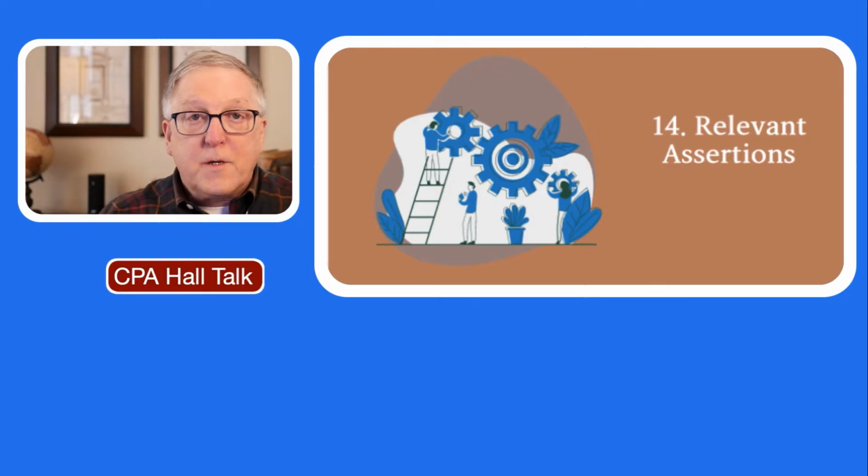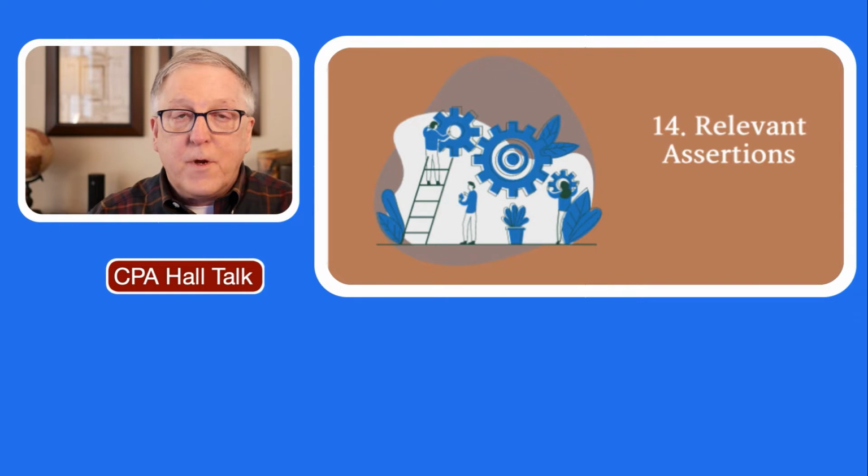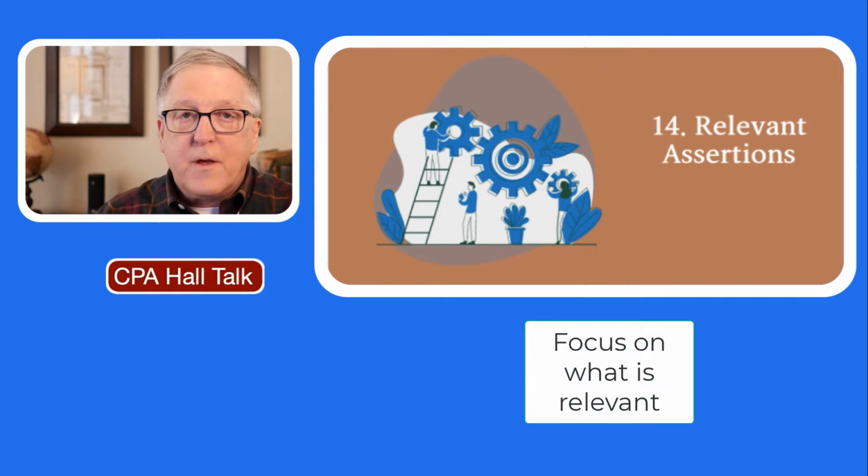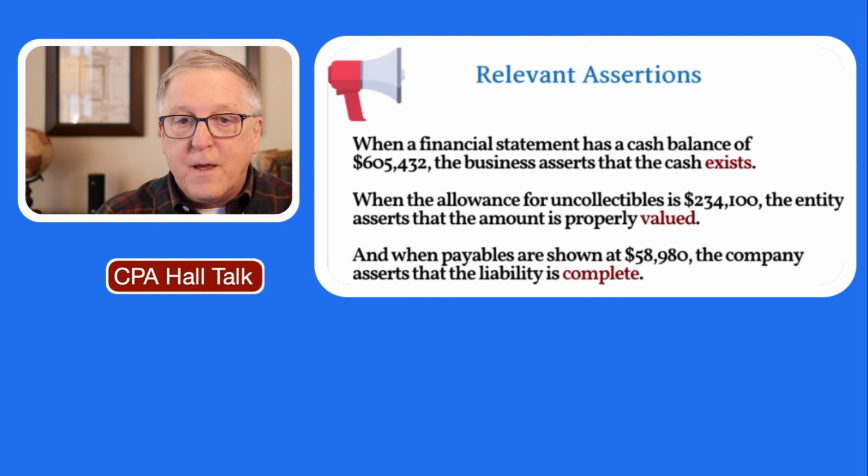So here we are in chapter 14, relevant assertions, and notice it's not called irrelevant assertions. We want to know what is relevant, what we have to do. And if we use the assertions in the right manner, then we'll be able to focus on what is relevant.